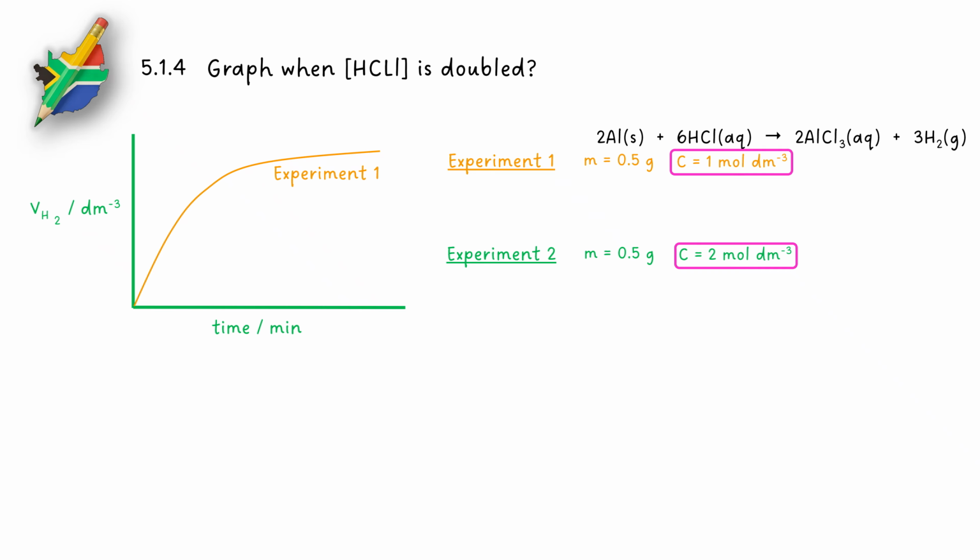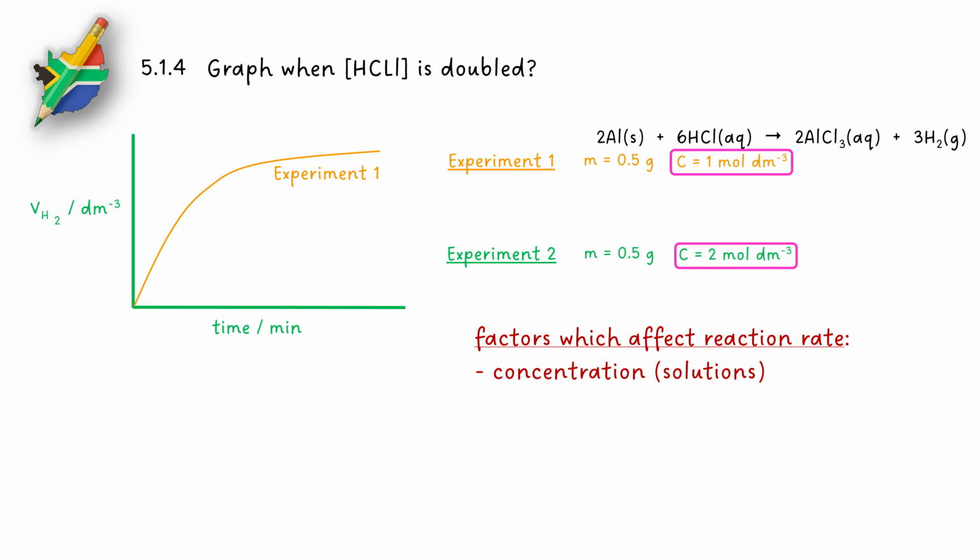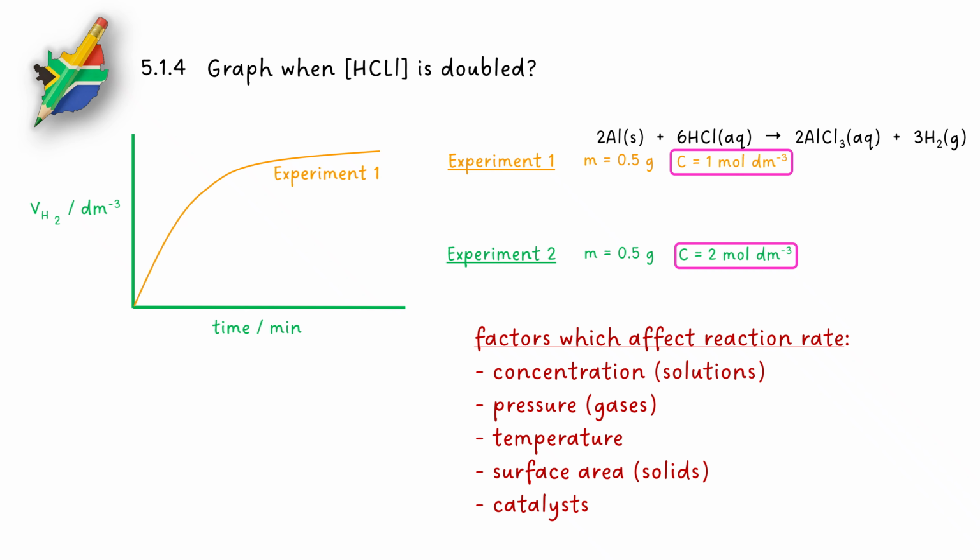The steepness of the graph indicates the rate of production of hydrogen and the rate of the reaction. Now we know that the rate of a reaction is influenced by the concentration of solutions, the pressure of gases, temperature, the surface area of solids, and whether a catalyst is present or not. In experiments 1 and 2, the concentration of the acid differs, and so this will affect the rate of the reaction and how quickly hydrogen is produced.